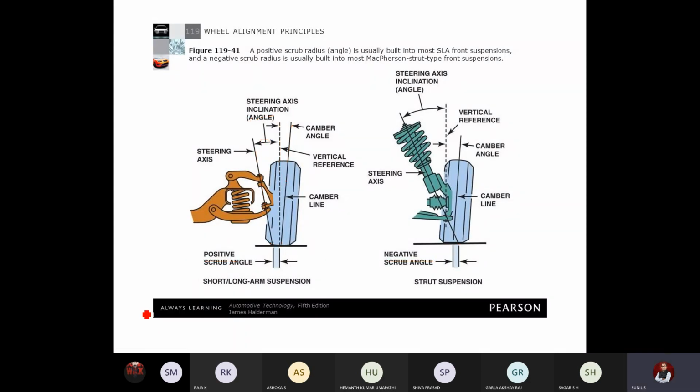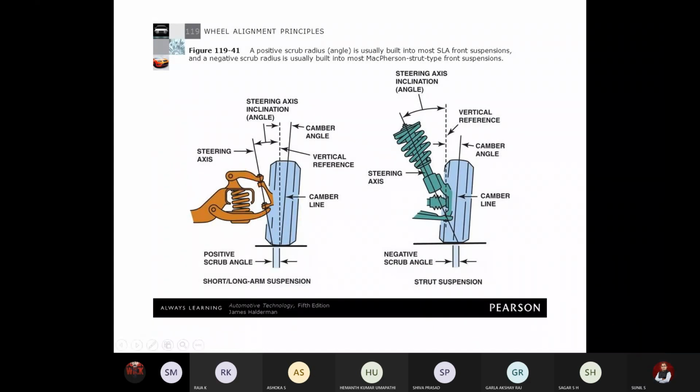Any doubts, you can ask me. Otherwise, you take down this rough sketch. See, you can just avoid this part. Just take down the axis. You call it the steering axis. Okay, so the rest of the things you can take down clearly, so it will be easy for you to understand. See, if you can draw the sketches, it is much easier to explain these terms.